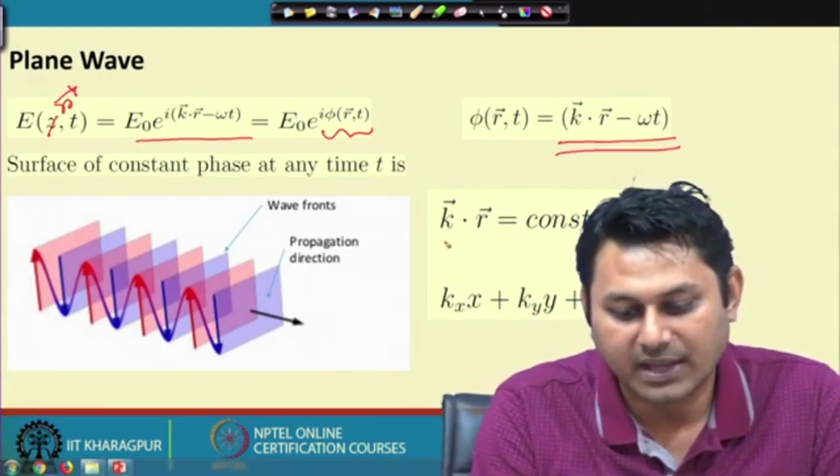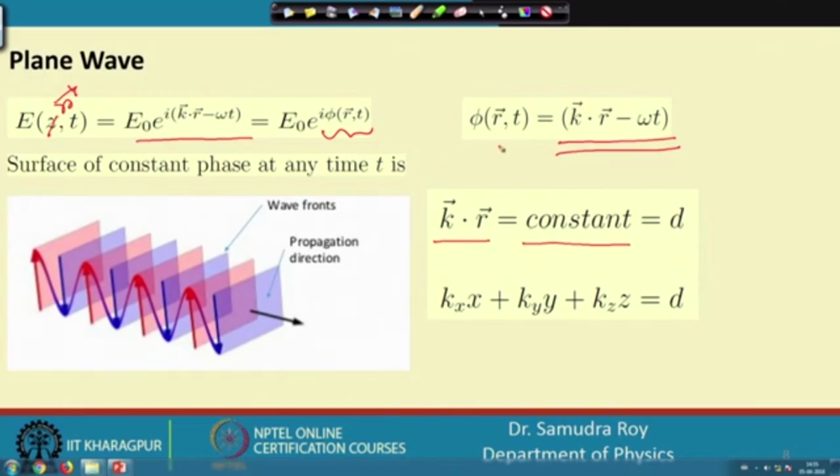So, now according to the equation, if I make k dot r equal to a constant, that is the phase at a particular time t, then we have the equation k dot r equal to constant, say d. That means k dot r equal to d is the equation of the surface we are talking about. Now, k dot r, if I expand, is k x x plus k y y plus k z z equal to d. So, this is nothing but the equation of a plane. That means the phase which is constant at a particular time t gives me a plane. That is why this particular form is called the plane wave, which is important.